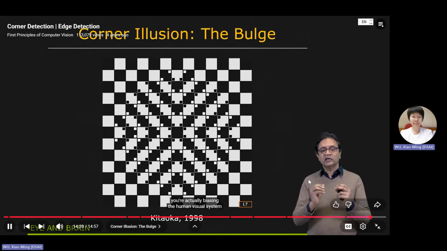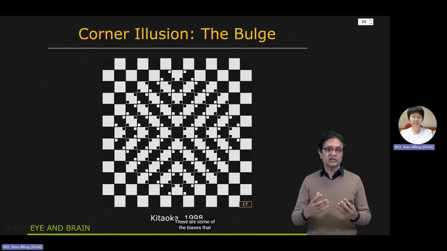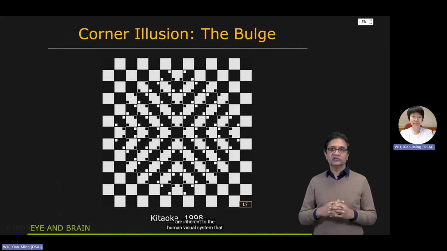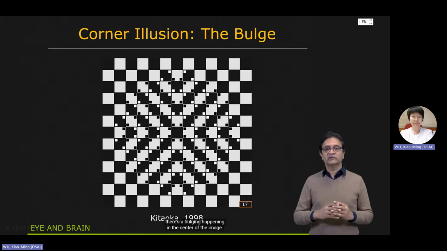Pattern, you're actually biasing the human visual system to believe that the corners are at slightly different locations than they actually are. These are some of the biases inherent to the human visual system that lead us to the conclusion that there's a bulging happening in the center of the image. Once again, the punchline is we're not perfect.